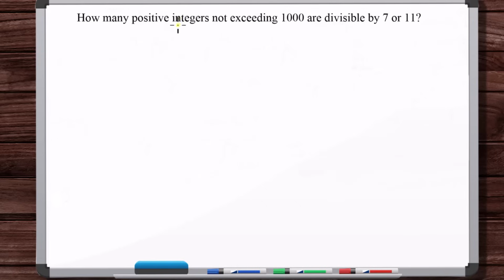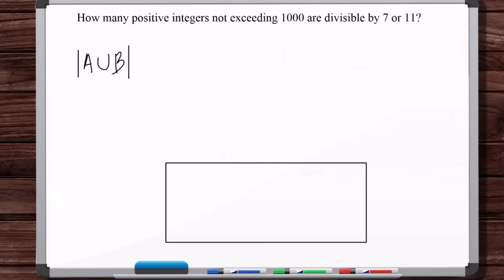So what we're looking for is, if set A is all of the integers from 1 to 1,000 that are divisible by 7, and set B are all the integers from 1 to 1,000 that are divisible by 11, then we're looking for the number of elements in A union B, right? Because this doesn't include duplicates. But the only issue is that we don't know about any overlap in this case. It seems like there would be overlap.